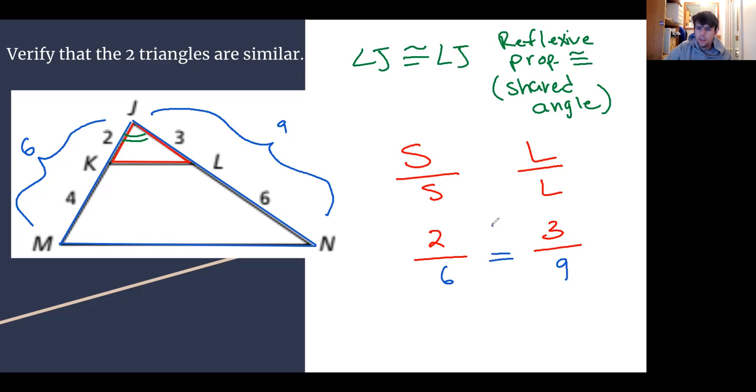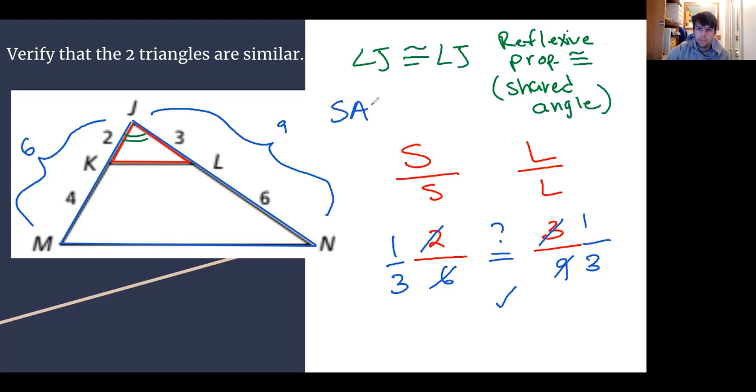Are these equal ratios? Yeah, they are. Let's reduce both of them. These divide by 2, so we end up with 1 over 3. And both of these numbers divide by 3. So 1 over 3. So yeah, check. They are equal ratios. So the sides are proportional. The angle is congruent. These triangles are similar by SAS.